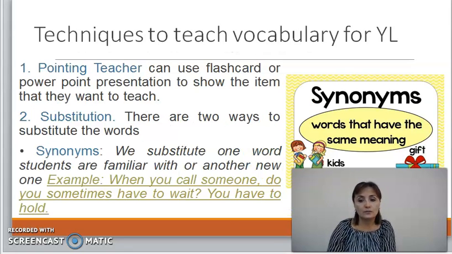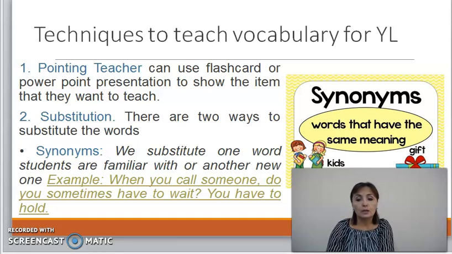Techniques to teach vocabulary for young learners. First, pointing. The teacher can use flashcards or a PowerPoint presentation to show the item that they want to teach. Substitution. There are two ways to substitute the words. Synonyms. We substitute one word students are familiar with for another new one.